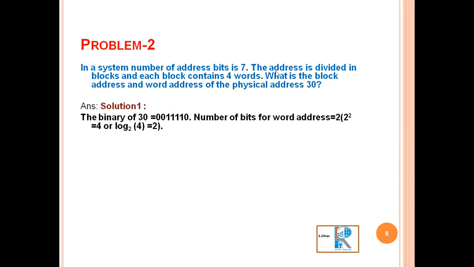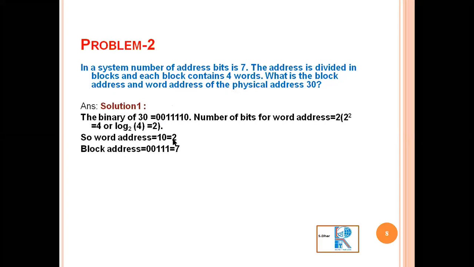Now the address is divided into blocks and each block contains 4 words. So if each block contains 4 words, what is the number of bits required to address the word? 2 bits. So from the right-hand side we will take 2 bits. So I'll take these 2 bits, 1 0. So the word address is 1 0, that is 2.